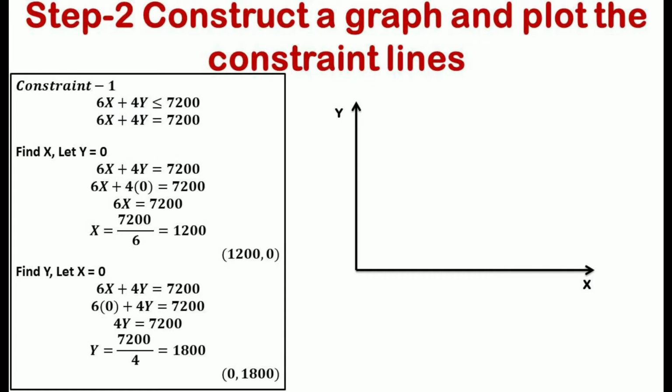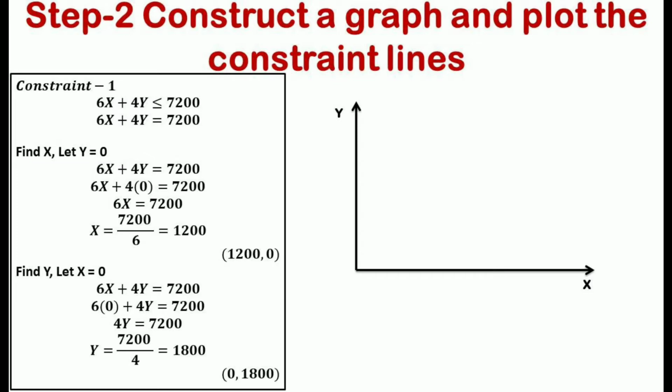First we have to consider constraint 1. Constraint 1 is 6x plus 4y less than or equal to 7200. First step is we are removing the inequality sign and making it an equality sign. So 6x plus 4y, instead of less than or equal to, we are using equal to 7200. Now we find the value of x by considering the value of y is equal to 0.